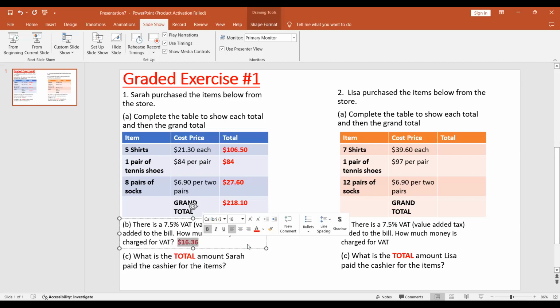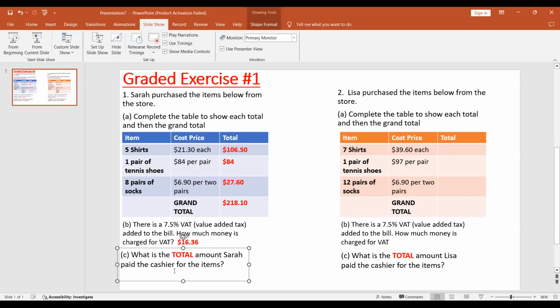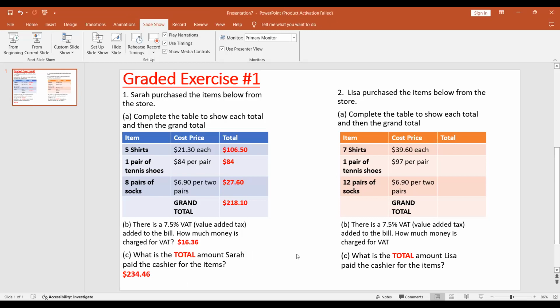All right. And then when we add, what is the total amount? What you got for that? I got $234.46. So $16.36 plus $218.10 is gonna be 234 point what? 46. Good. Anyone else got that? I did. All right, good. So Lisa purchased the items from the store.